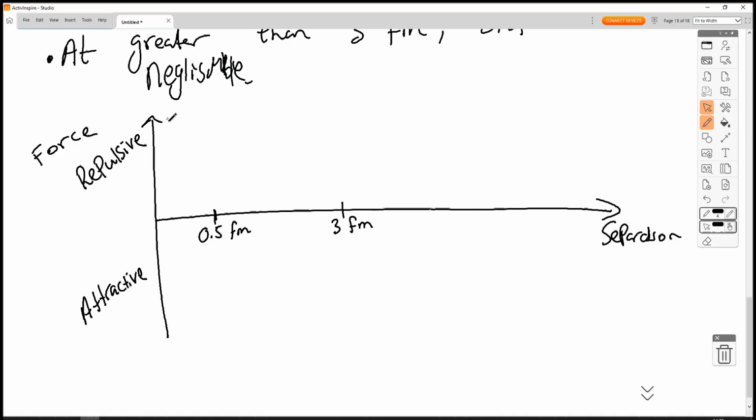So at less than 0.5 femtometers, we've got a very strong repulsive force, which goes down very rapidly. Then it curves back up and goes to 0 at 3 femtometers. Yes? Where is it at 0.5? At 0.5, it goes through 0.